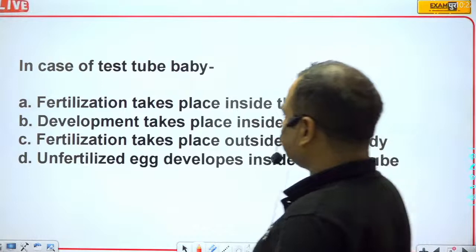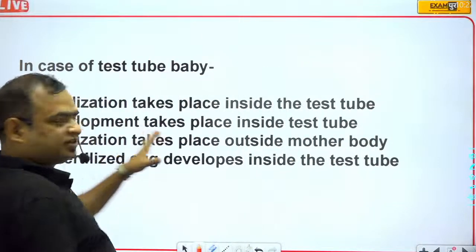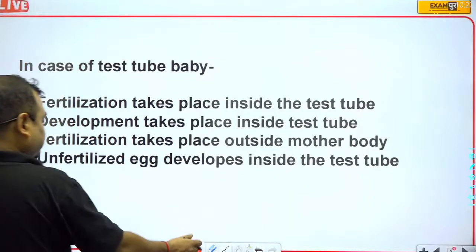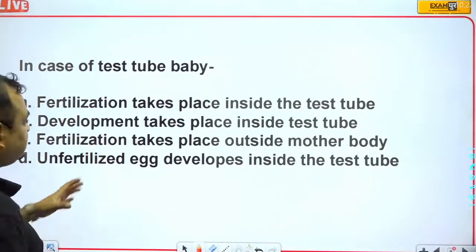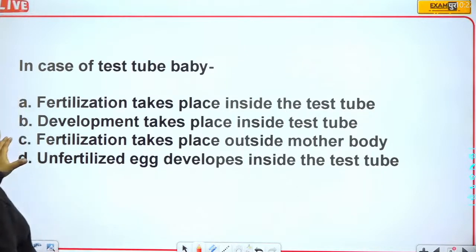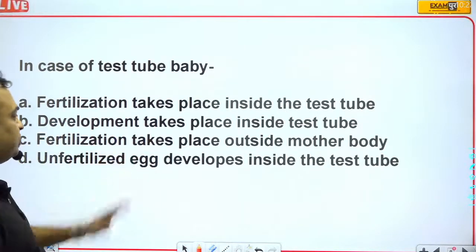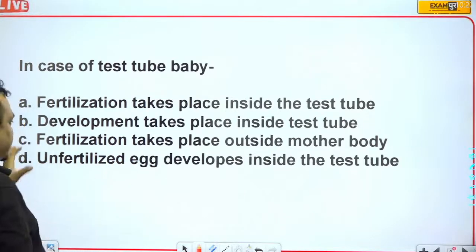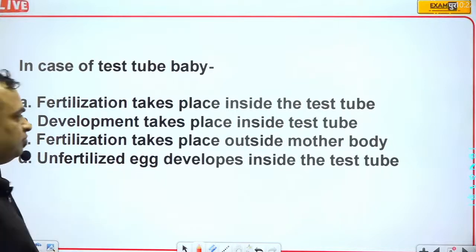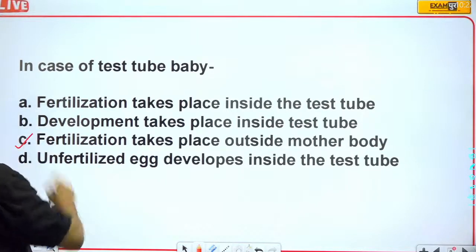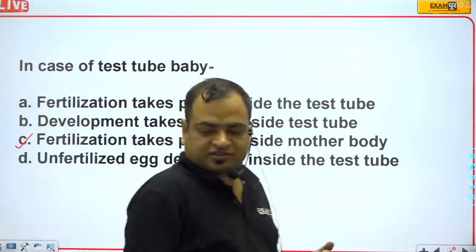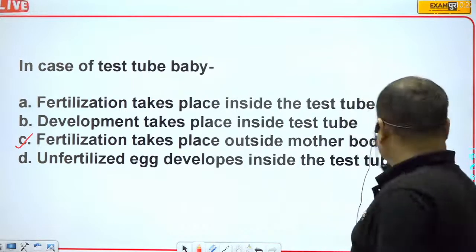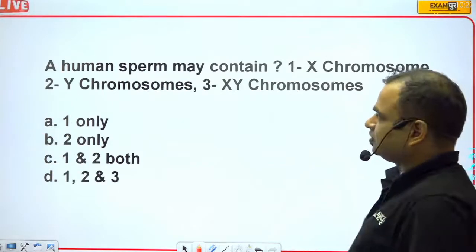In case of test tube baby, A option is fertilization takes place inside the test tube. B option is development takes place inside the test tube. C option is fertilization takes place outside the mother body. Unfertilized egg develops inside the test tube. Actually, C is the correct answer. Okay, so guys, here C is the correct answer. Now we can move to another question.